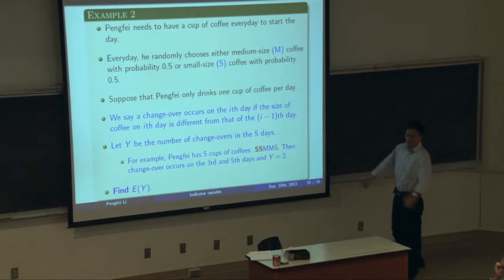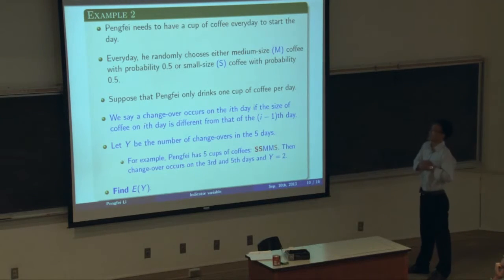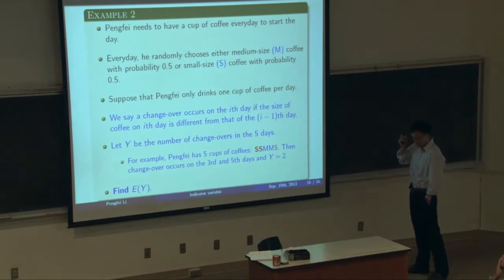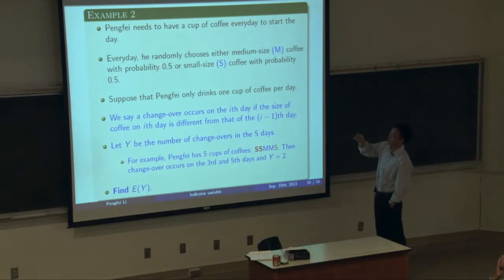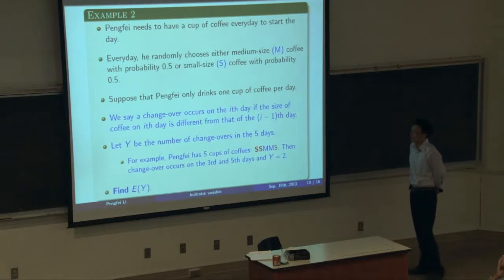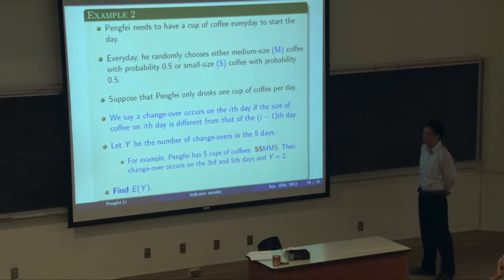Now, the background is just exactly the same as before. But in the second sentence, I just used M to denote the medium size and S to denote the small size. Otherwise, the first 3 sentences are the same. I'm going to introduce a new thing, which is called the changeover, in the fourth sentence.